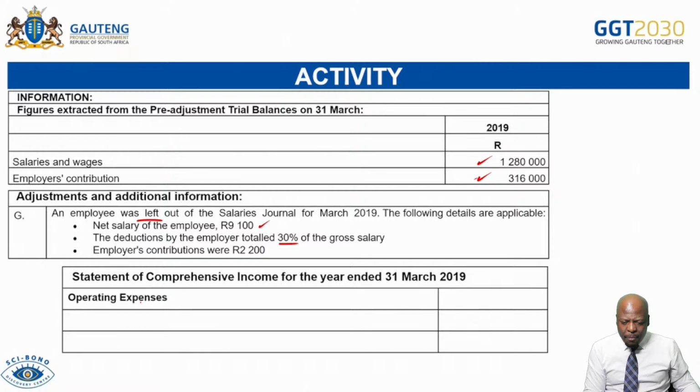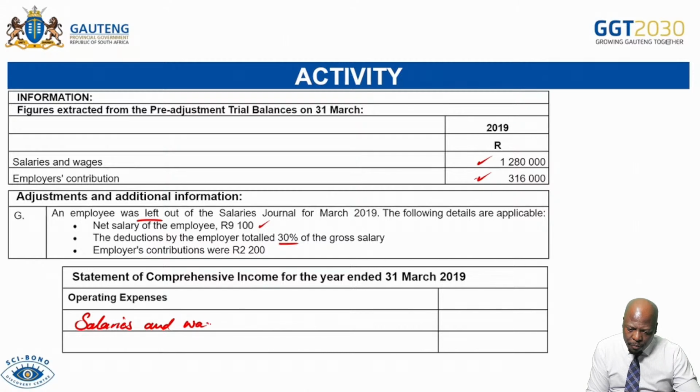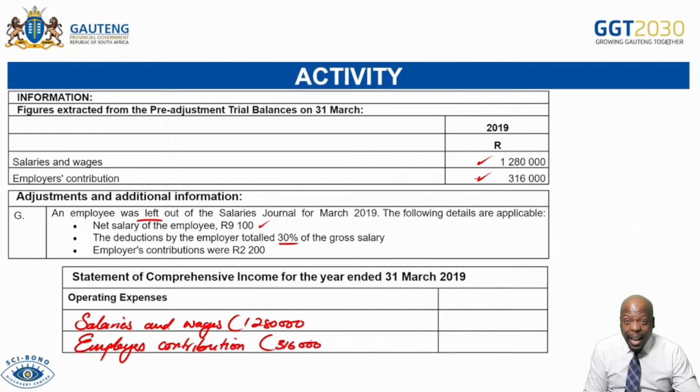Let's see, we're opening in our statement of comprehensive income. So let's come and then we'll say salaries. All right, so I'm just going to write salaries and wages over here. I open my bracket and I have my 1,280,000 like that. And then I have my employer's contribution. For my employer's contribution, I'm going to open a bracket also. This is 316,000 like that.